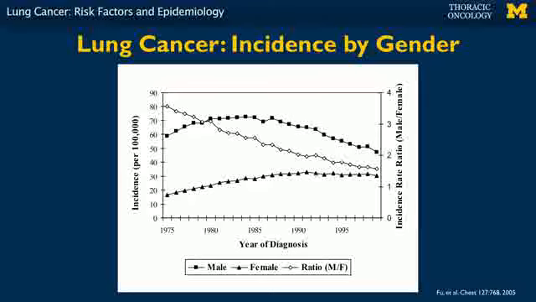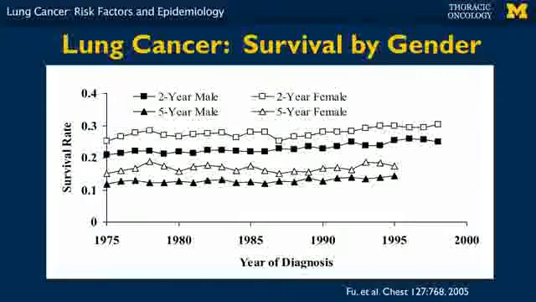The line indicated by the empty diamonds on this slide is the male to female ratio, and we see that that also has been declining as the incidence in men has decreased and the incidence in women has gradually risen. So that is now a little bit below 1.5 men for every woman who develops lung cancer.